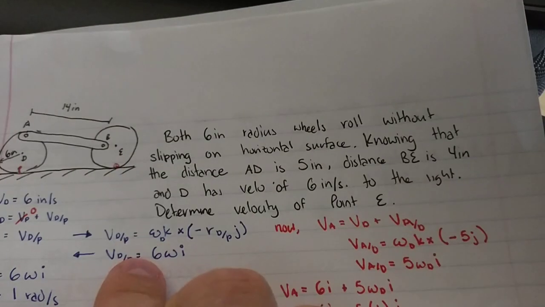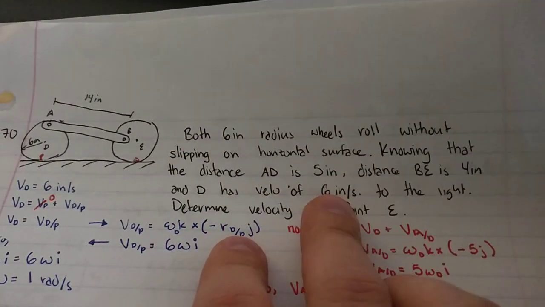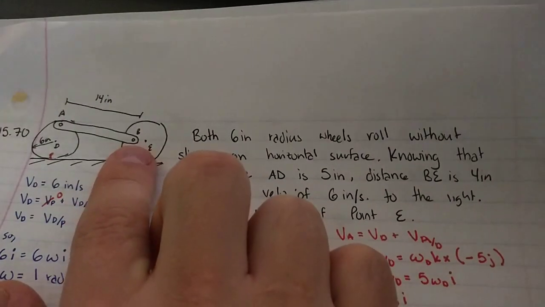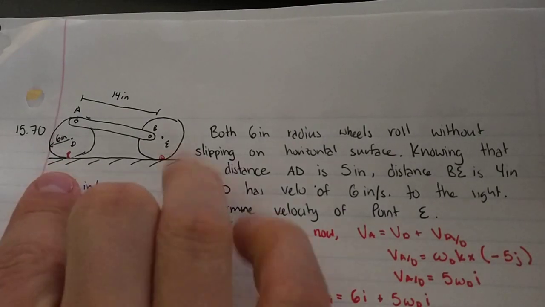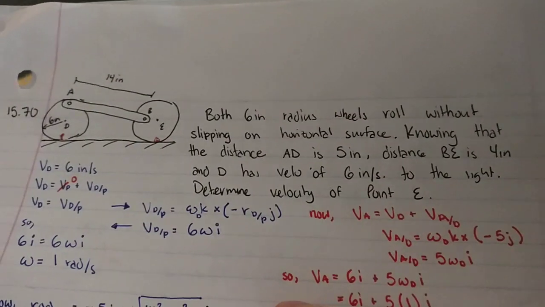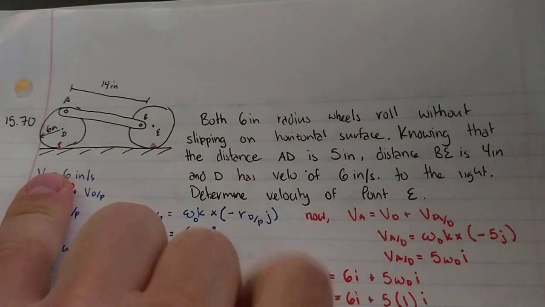BE is 4. And D has a velocity of 6 inches per second to the right. Determine the velocity at point E. This is point P, this is point Q, the point where velocity is 0. So, what do we know? Velocity of D, that's given, that's 6 inches per second.